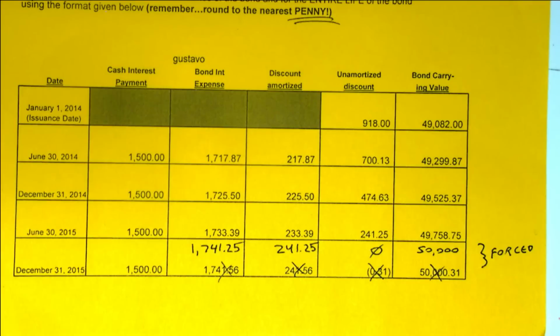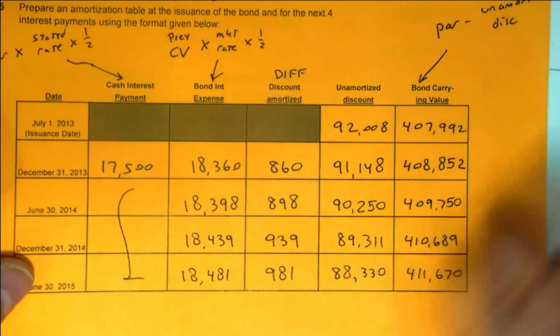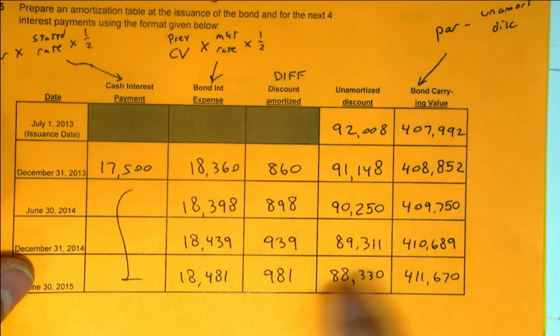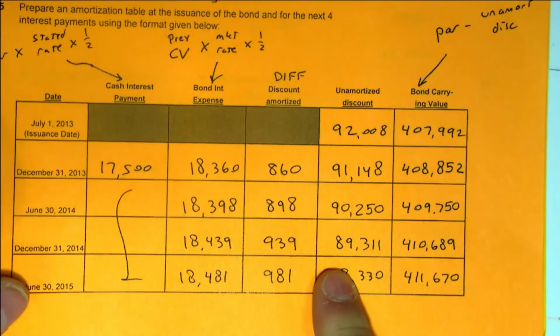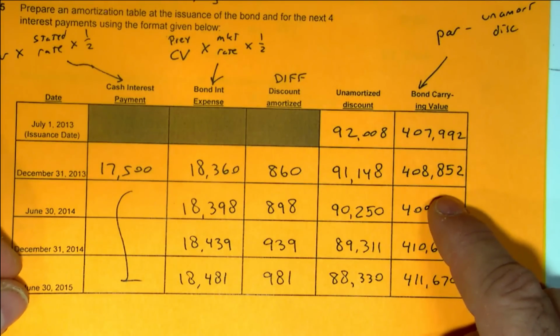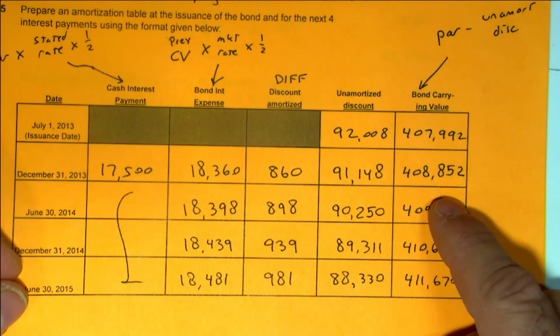Recognize that when we did Pinkman, that doesn't go to 0. That doesn't go to par, right? Why? Because we're not all the way done with it. This is a 20-year bond, and I just had you do the first 2 years. I just didn't want to make you do 20 years of an amortization table, correct? Thank you. You're welcome, okay?